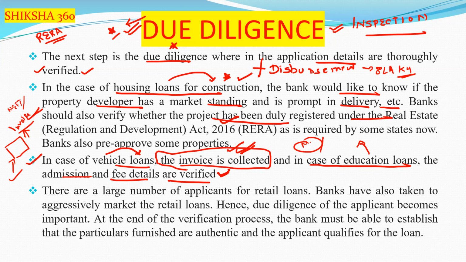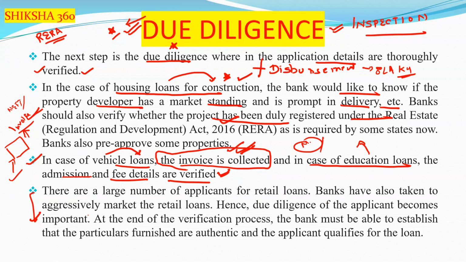There are a large number of applicants for retail loans, so banks also have to aggressively market the retail loans. Hence due diligence of the applicant becomes important, because these days many frauds occur if we are not doing proper due diligence. Not doing proper due diligence means that we are not verifying the documents properly. You will find that many persons, even our good customers in our branch, have two PAN cards. So we have to verify all the details on the income tax portal regarding the PAN card, whether that PAN card is active or not.